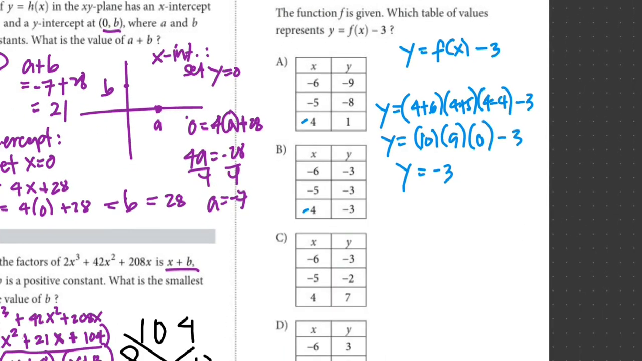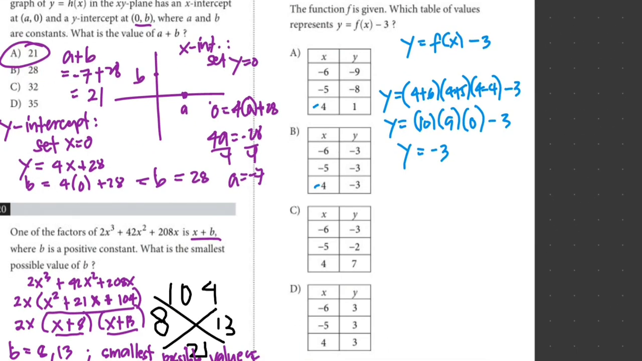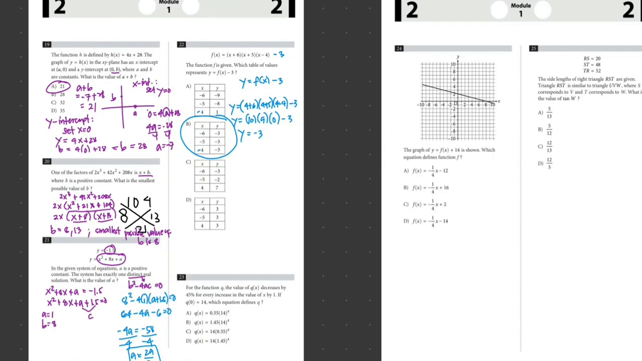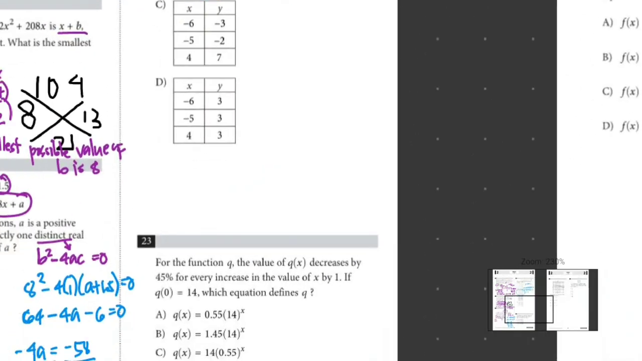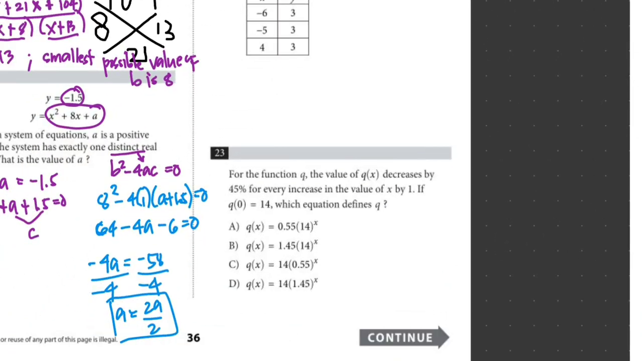So which table here has a value of negative 3 when x is equal to 4? It's letter B, right? So the answer is letter B. So in some cases, you use the options to find the answer.